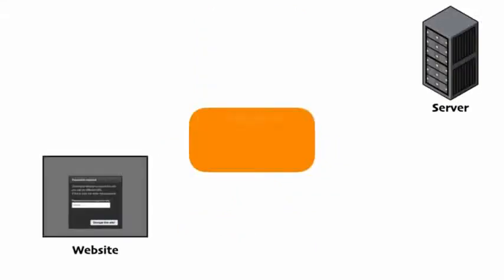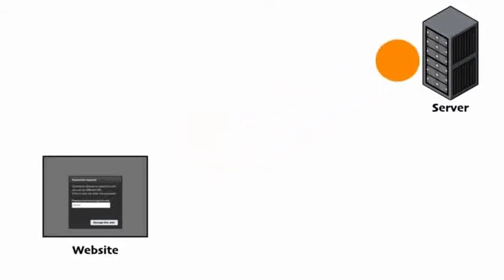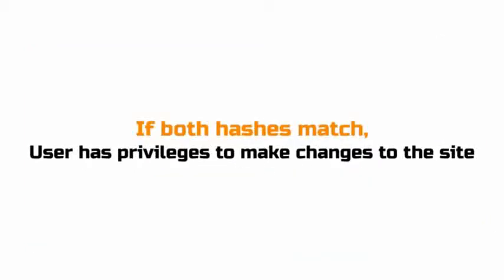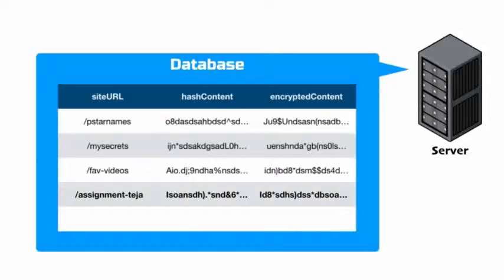The values init hash content, new hash content, and the encrypted form of the modified text is sent to the server. The server then compares the init hash content with the already existing hash value of the database. If both match, it means the user has the required privileges to commit changes to the site. And then the hash value will be replaced with the new hash content, and the encrypted form of the modified text will be saved on the database.